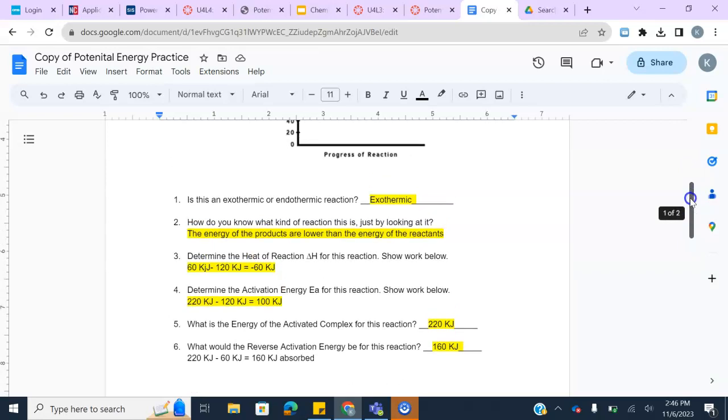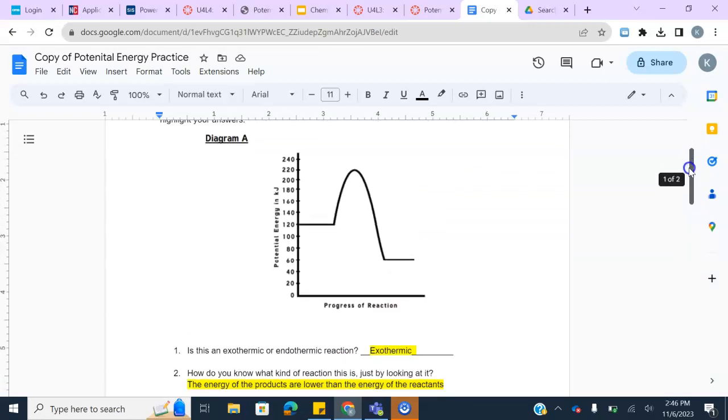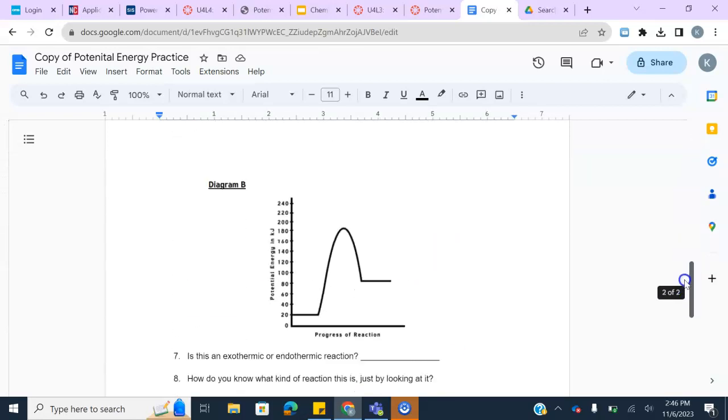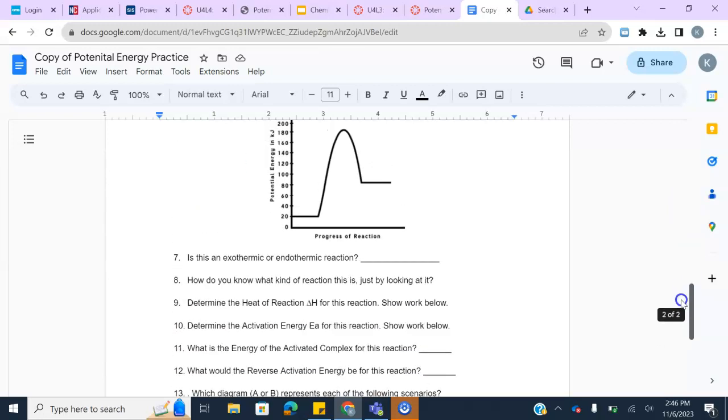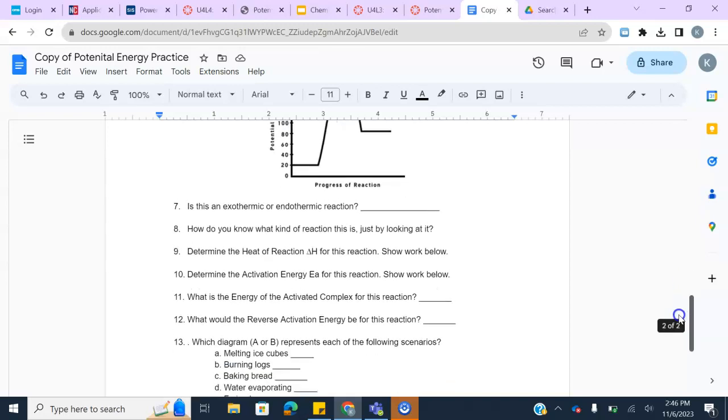I tried to do it quickly so that you didn't have another super long video to watch. But those are the answers to diagram A. You guys are going to do diagram B on your own. It's the exact same thing, same process. It's just a different type of diagram.